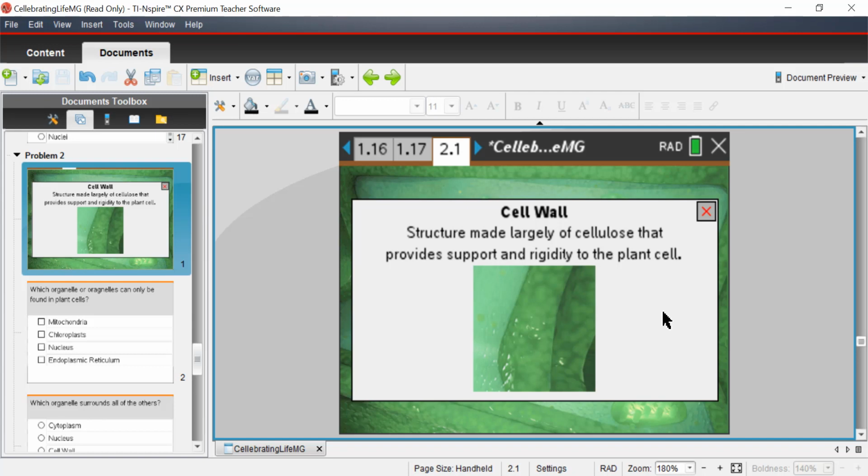Now you remember the animal cell had a cell membrane. Plant cells have a cell wall. And the cell wall is made mostly of a molecule called cellulose. That provides support and rigidity, so it gives shape to the plant cell.